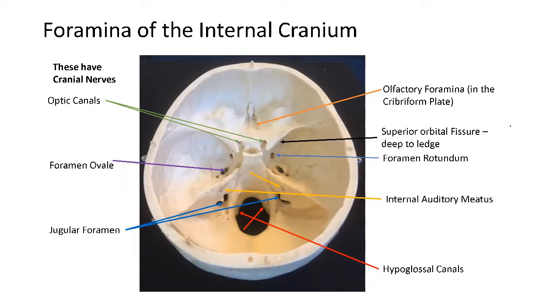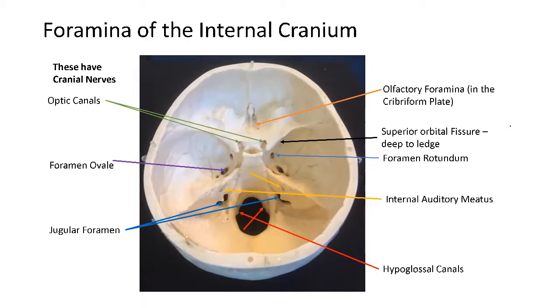Let's look at the foramina, the holes of the internal cranium. Not all of them have the name foramen, but they all have holes. So the ones on this photograph match up with the drawing in the lab book on page 163. We start with the olfactory foramina. Olfactory means smell. They are in the cribriform plate. So that is the olfactory foramina.